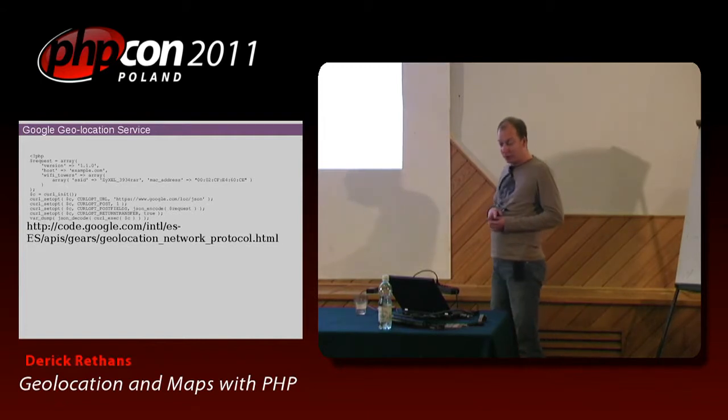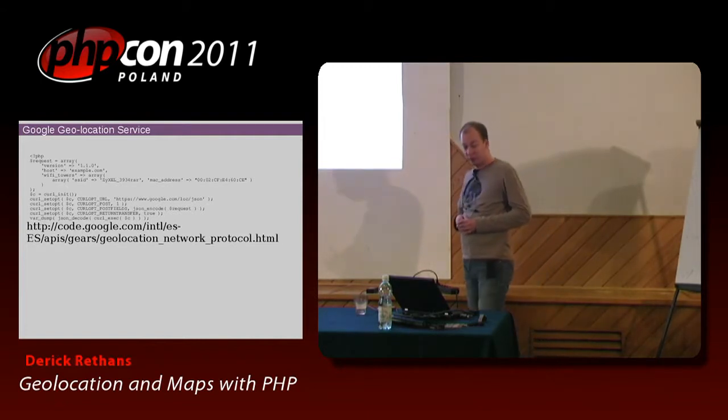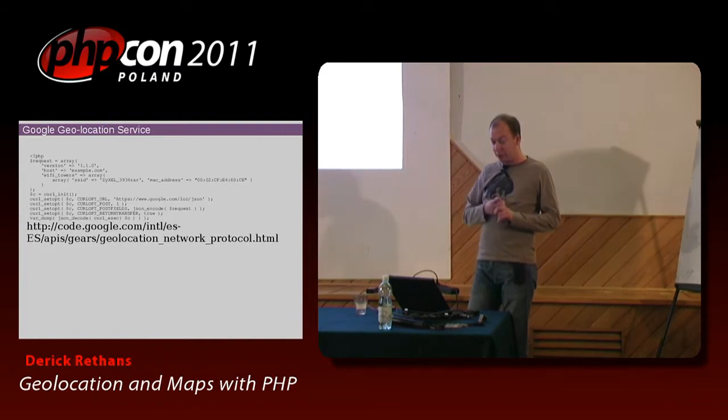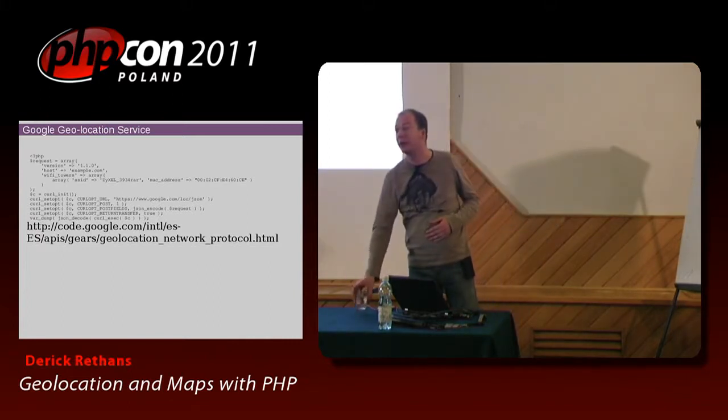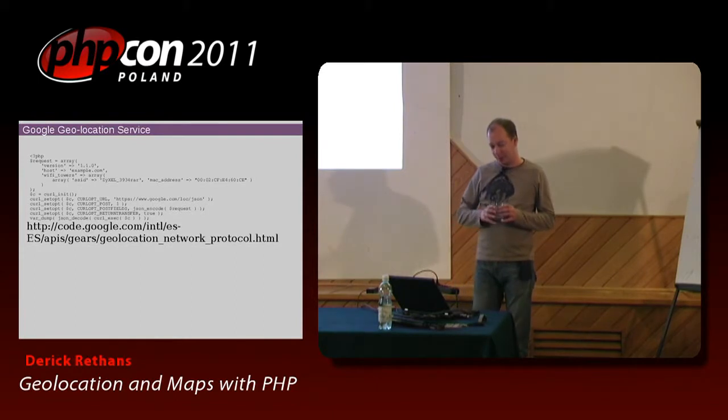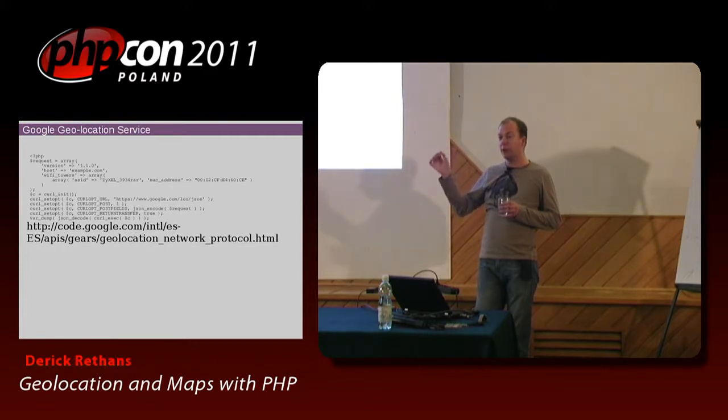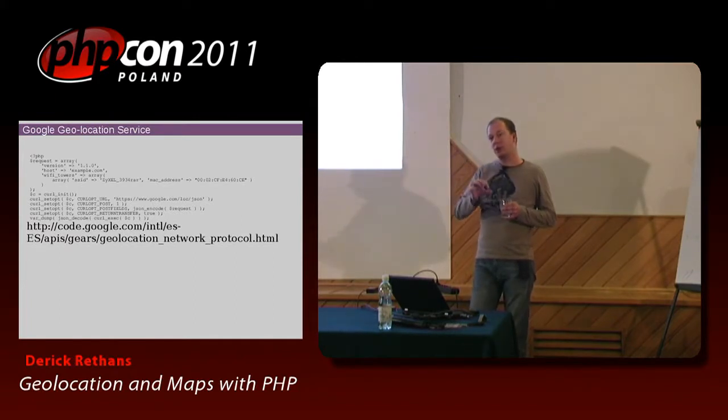Google's geolocation service. You can actually call that yourself as well quite easily. You have to give it a version, which is always 1.1.0. You have to give it a host. I figured out that if you use example.com, it will just work, but they probably want you to use your domain or something like that. And then you have to give it an array of Wi-Fi towers, for which you give your SSID and your MAC address. The more of those you add, the more accurate the location will be, because it will triangulate between those.